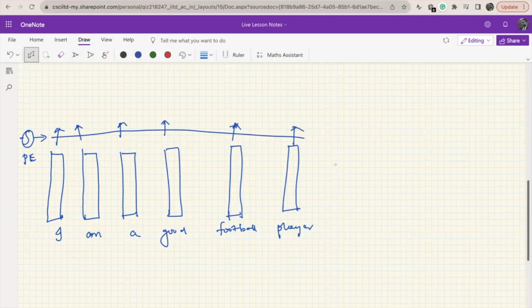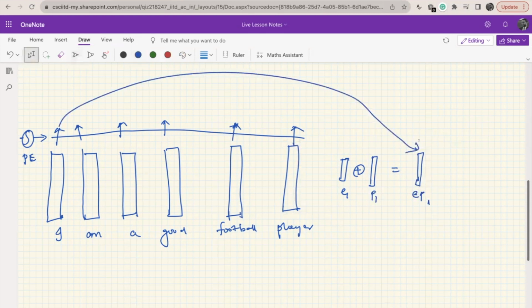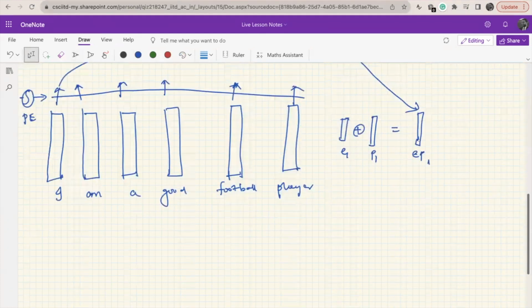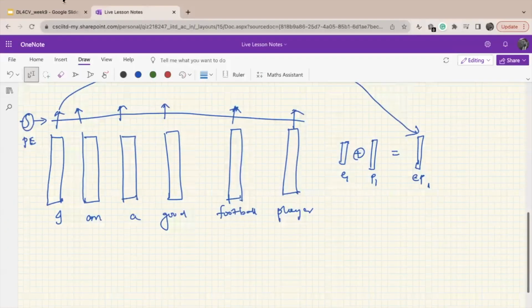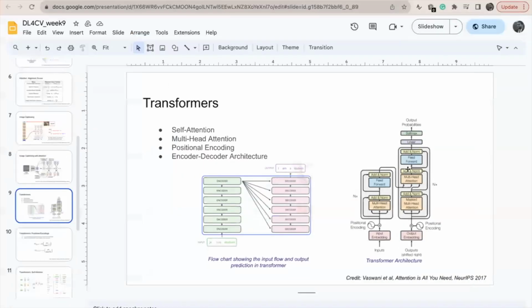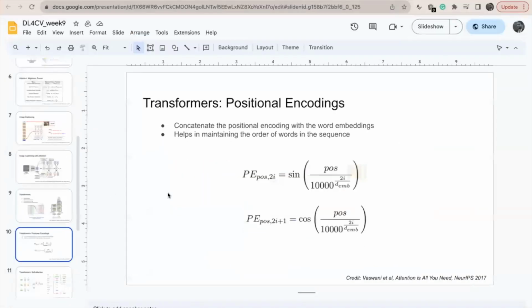Okay, so let's say there was a vector embedding 1, you concatenate or add, let's say, the position information of word 1 and you get EP1, let's say, for this one. And similarly for everything else. Okay, so I'll show you how exactly you add the positional embedding information. Let's go to the next slide.